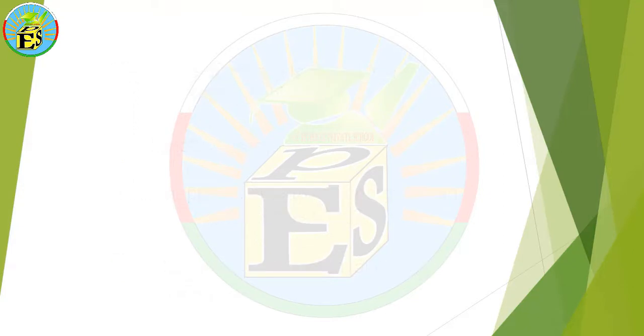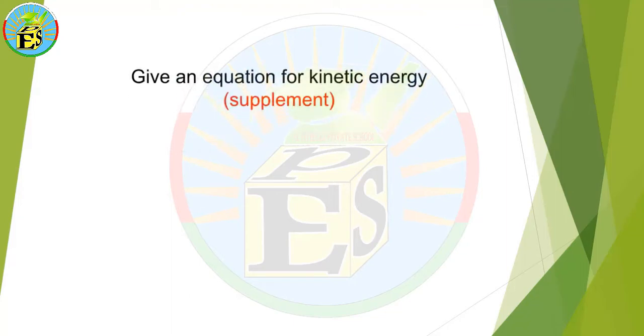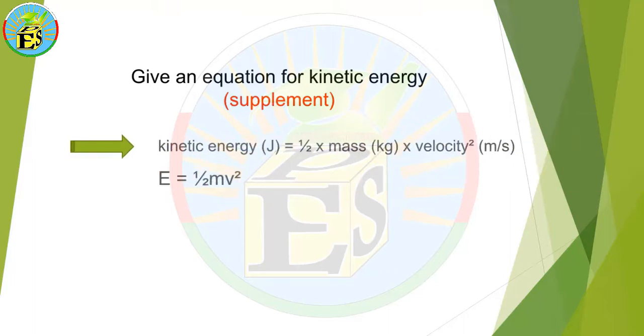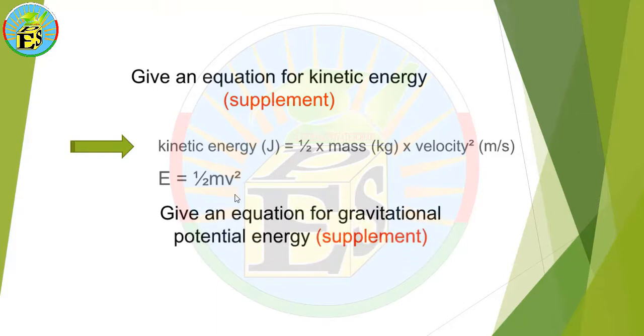Next: given the equation for kinetic energy, how can we calculate kinetic energy? Kinetic energy depends on the speed of the object and its mass. So kinetic energy is equal to half multiplied by mass multiplied by velocity squared. E equals half mv squared.